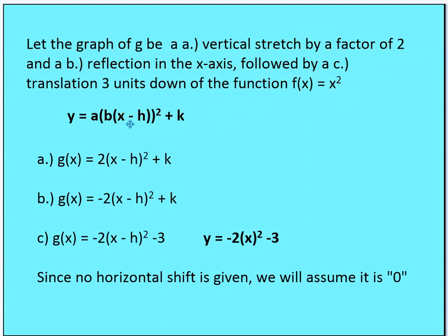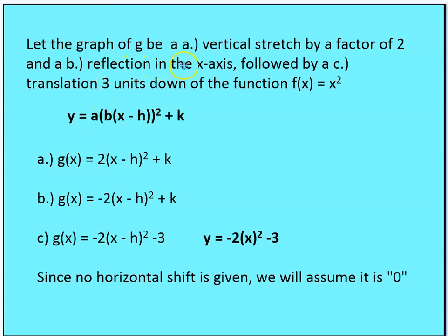And you need to do it in order because if you're given a different order, you might end up with a different equation. So you're going to compose the transformations in order using this formula here. I have G be a vertical stretch by a factor of 2. Right, so I have my basic formula. So vertical stretch by a factor of 2, so A becomes 2.